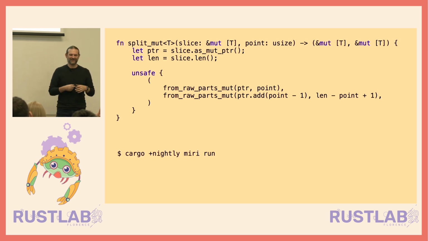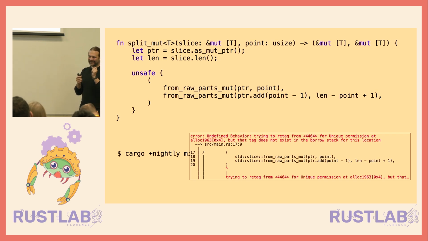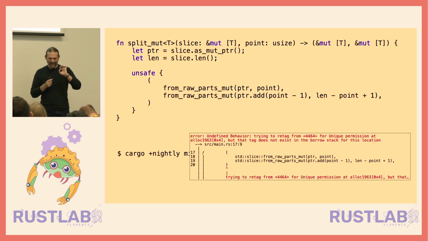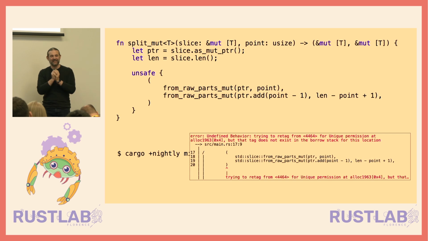If I run Miri on top of this code, what I get is another error message. It's great. It tells me that the same memory has been tagged twice. And this is not allowed because memory should have the unique permission for just one of those bindings. It tells me exactly what's happening there, and this is so great.